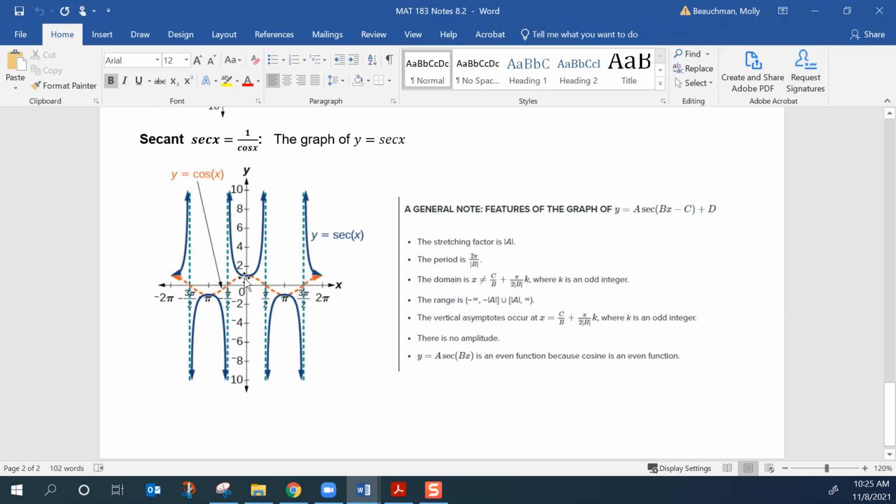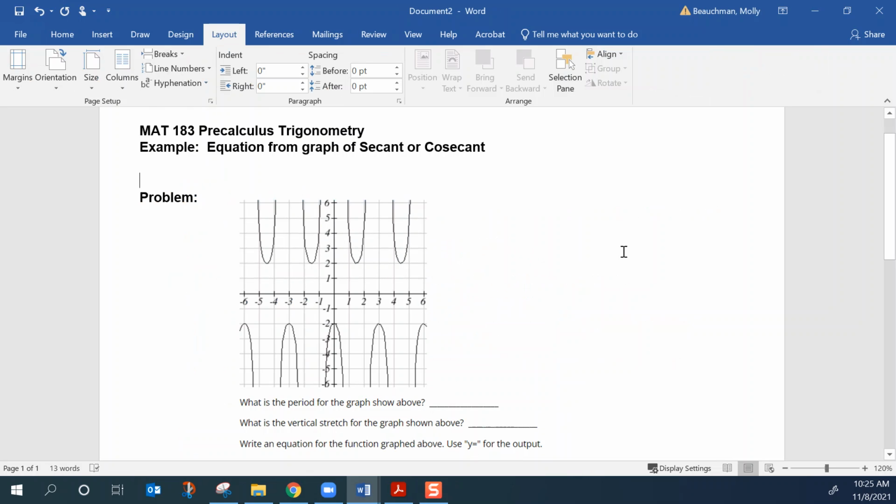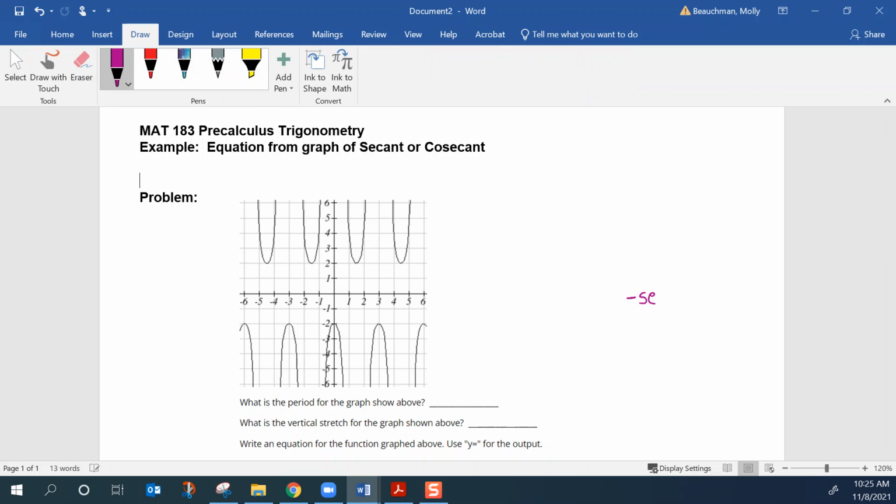So notice the original graph for the stretching factor, it has minimum values at 1 and maximum values here at -1. So those are the key points for your stretching factor. Take a look and see where those two values are on the graph. So this particular graph, notice it is the secant function, but it's upside down. So we're going to use a negative secant, just a little note to myself off to the side. This is going to be a negative secant because it's reflected. And notice where the maximum values are. They're -2 and +2. So the vertical stretch for the graph is equal to 2.